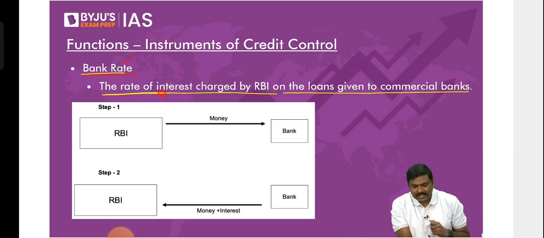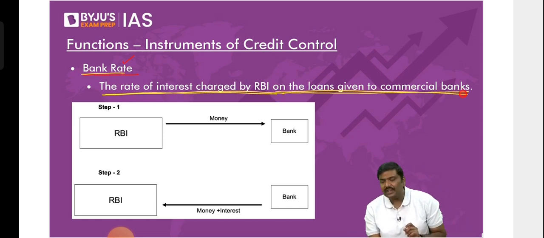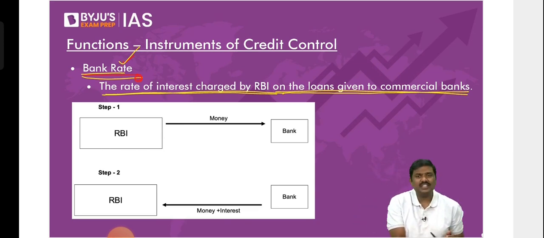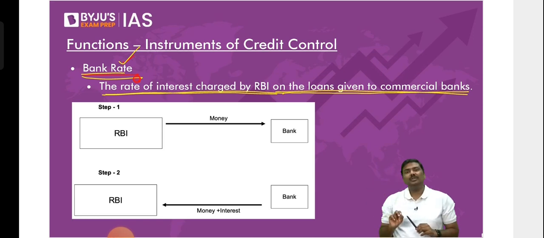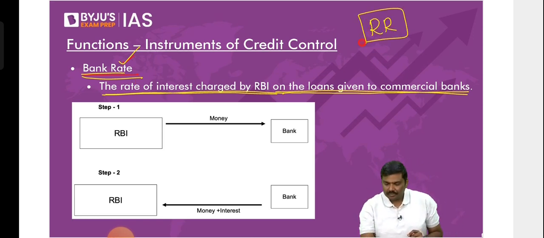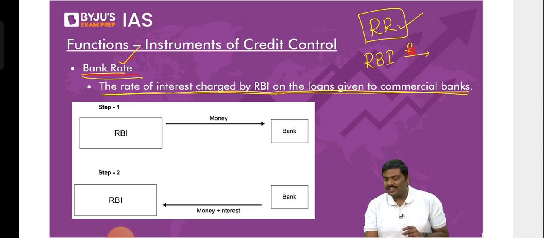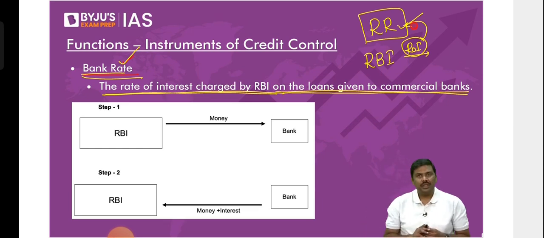What is the bank rate? It is the rate of interest charged by RBI on the loans given to commercial banks. Who will give loans here? RBI is giving a loan and charging a rate of interest, and that rate of interest is nothing but the bank rate. Now, many of you will point out, sir, repo rate is also the same thing. Follow the next explanation very carefully. Even under repo rate, you said RBI will give loans and charge a rate of interest, and you said this is nothing but the repo rate. Both are not one and the same.